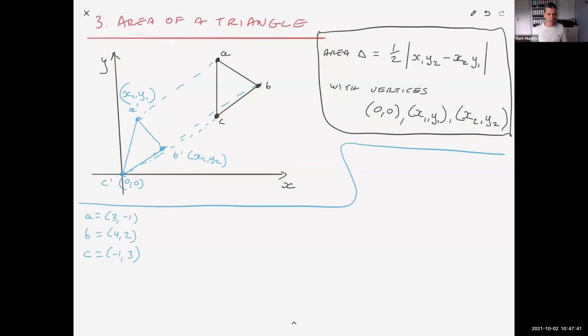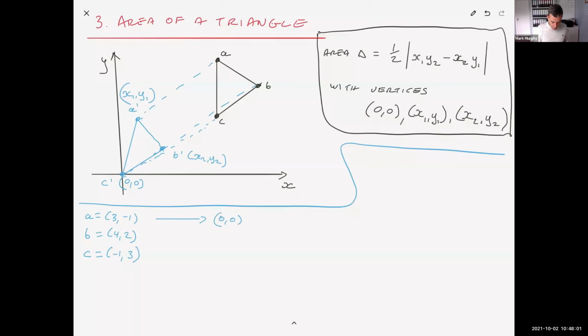none of our vertices are (0, 0), right? So we have to pick one of them and make it (0, 0). So in this case, we make this one (0, 0), so we just take A and we make that (0, 0). Now, this is the trick in this whole thing, to make that (0, 0).